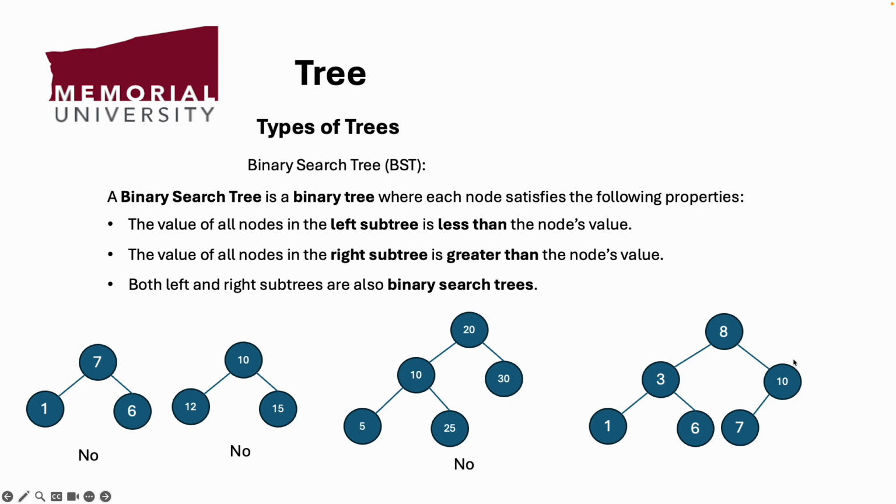Okay, now let's check the right subtree. In the right subtree, for node 10, the left child is node 7, which is less than node 10. And there is no right child. Let's look at all the nodes in the right subtree, which are 7 and 10, but 7 is not greater than 8. So this binary tree is not a binary search tree. So the answer is no.